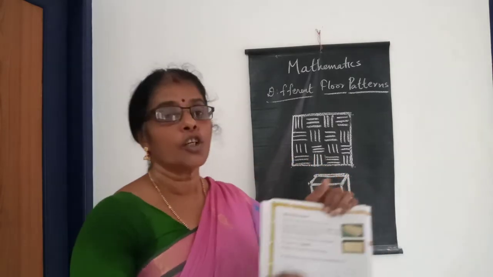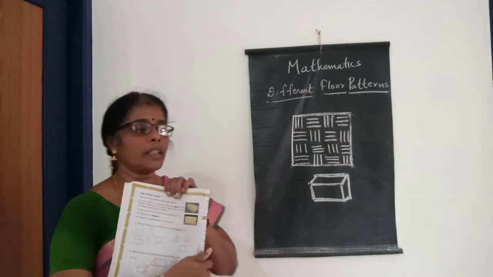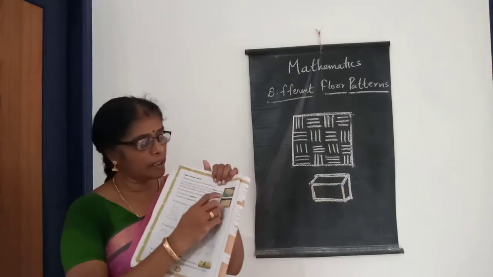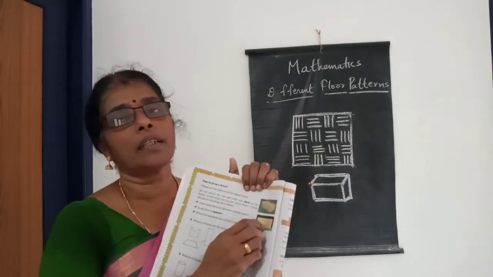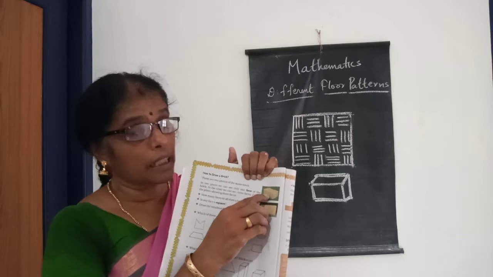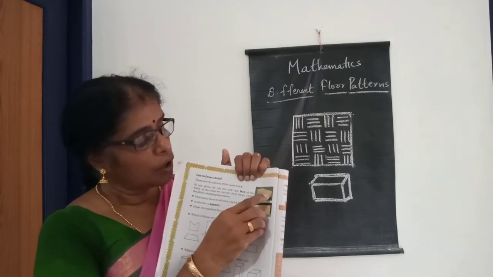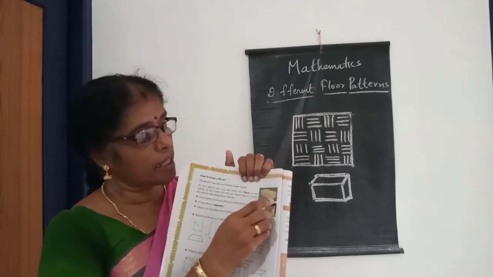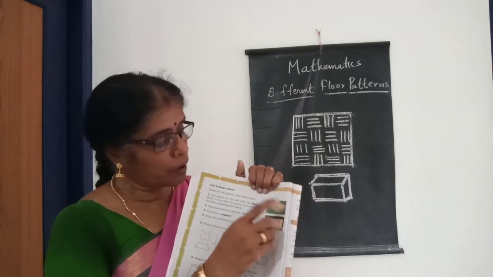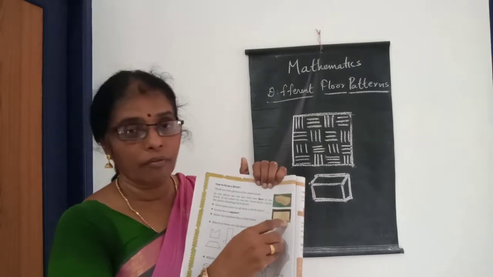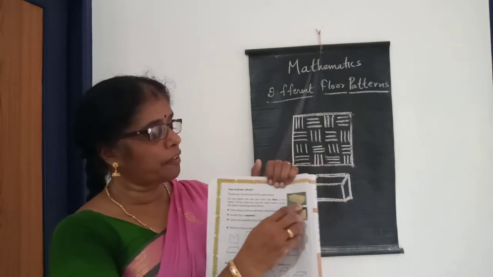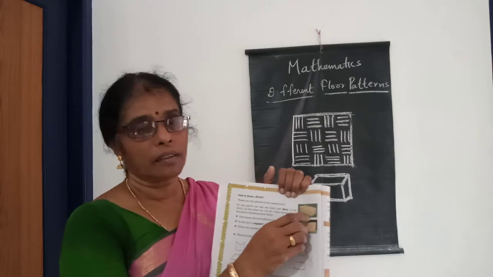Circle the photo showing three faces. Which one is showing three faces? Here you can see three faces of a brick. In this picture you can see three faces: 1, 2, 3, these two faces and this smallest face also. And this one shows only one face. They are telling to circle the photo showing three faces, so you can circle this photo.